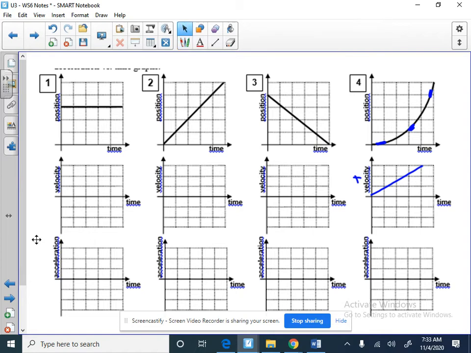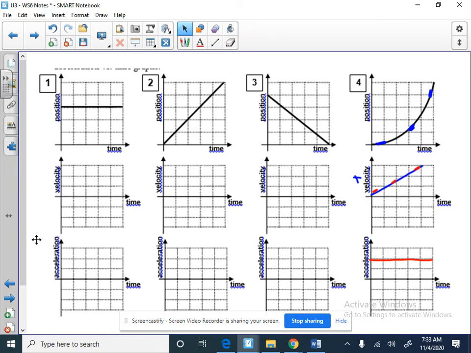Then I look at the slope of this, and it's linear. That means its slope doesn't change. Slope is constant. We know that the slope of a velocity time graph is the acceleration. So since it has a constant positive acceleration, I'll graph that like this. And that's how you do it.